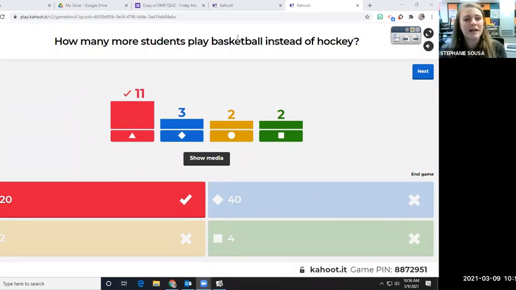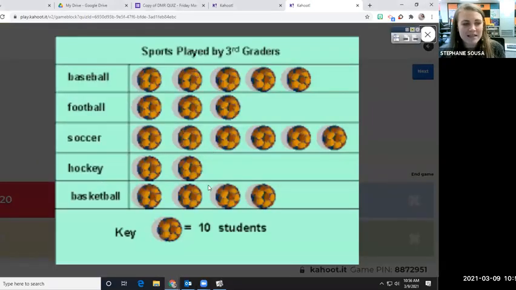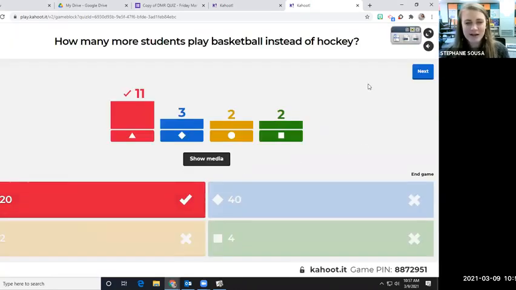How many more students played basketball instead of hockey? We got basketball right here. It has 4 soccer balls, which equals 40 people. We have hockey right here. It's two soccer balls, and that equals 20. 40 minus 20 is equal to 20. Okay, so 20 was our correct answer.